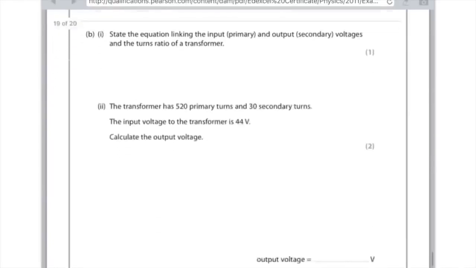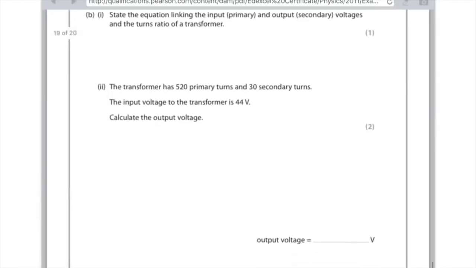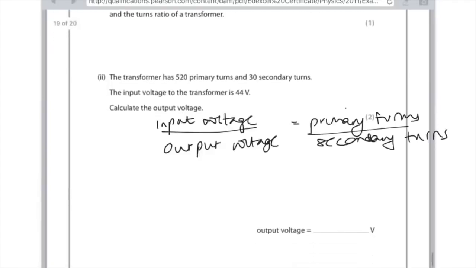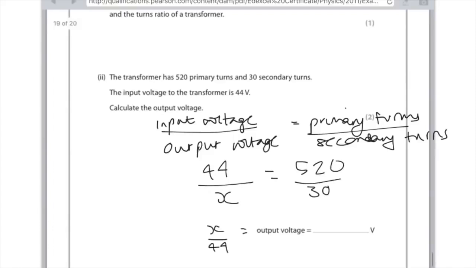The transformer has 520 primary turns and 30 secondary turns. The input voltage to the transformer is 44 volts. Calculate the output voltage. So let's just substitute those numbers in. The input voltage is 44. We're looking at the output, so I'm going to put X here. Primary turns is 520. Secondary is 30. It's up to you what maths you want to use to do this. What I tend to do is flip the whole lot, so it becomes X over 44 equals 30 over 520. And then all you need to do is use your calculator to do 30 divided by 520 and then times it by 44 to get X by itself, and X will equal 2.5 volts.